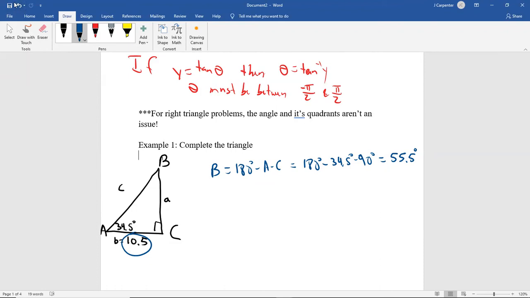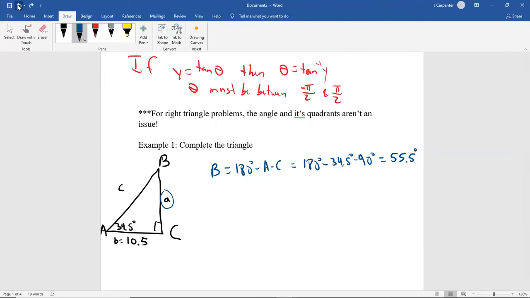But for now, what we've got to think about is, all right, we know these two angles, and we know this length. We can choose to find A first, or we can choose to find C first. No one cares. I'm going to choose to find A first. And I can't just say A equals blah, blah, blah. We're going to have to do some trigonometry and some algebra.